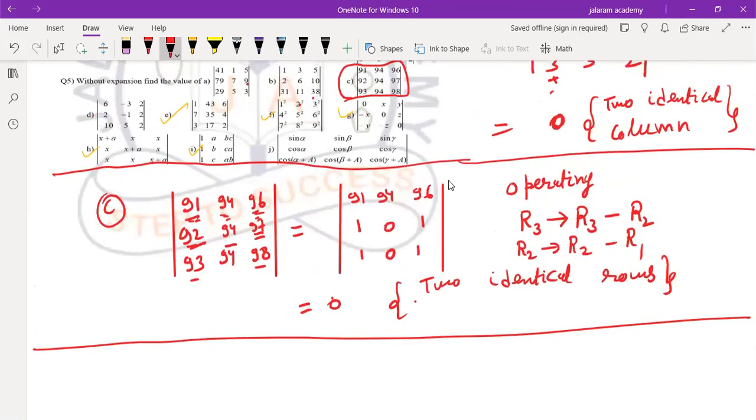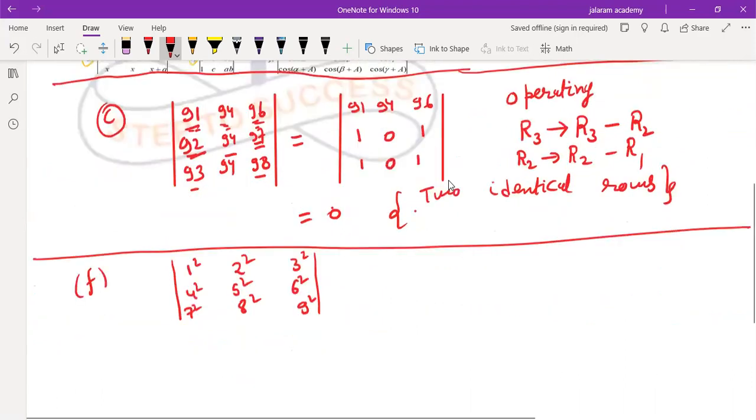So next question, F, which has the elements 1 square, 2 square, 3 square. 4 square, 5 square, 6 square. 7 square, 8 square, 9 square. Okay.